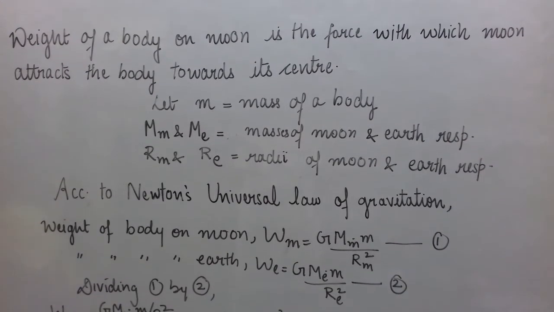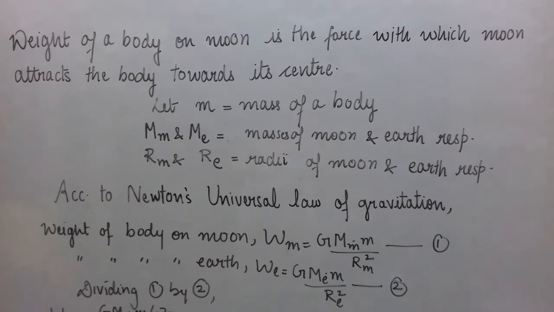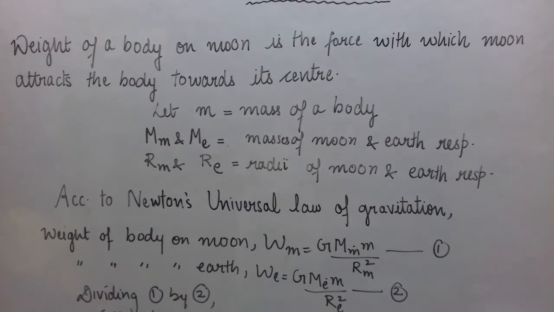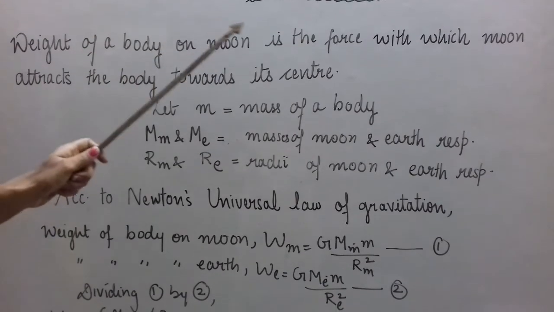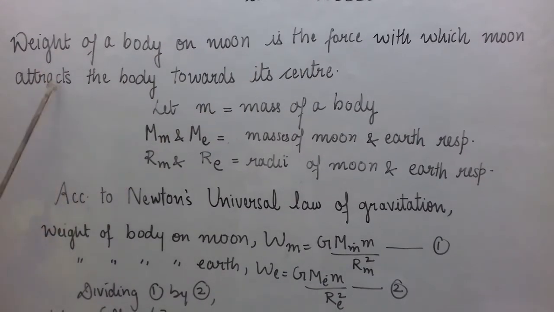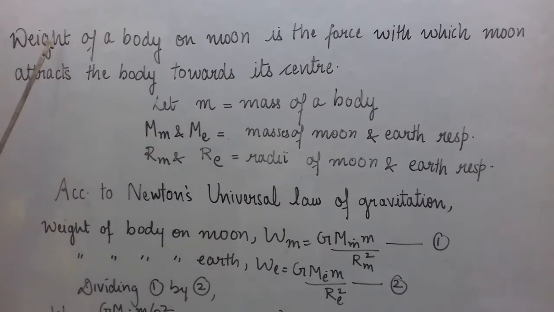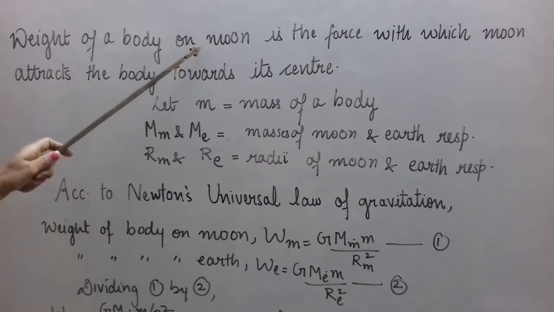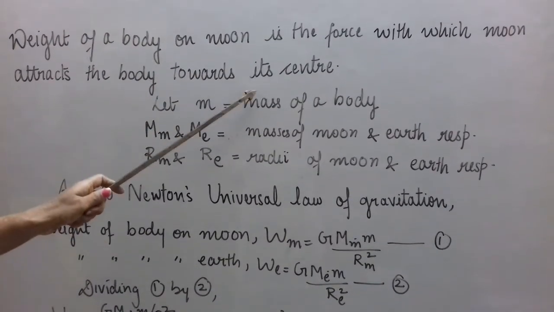So students, remember, weight of a body, we consider it always to be due to gravity of earth, but it depends. If the body is lying on moon, then we can define weight of a body on moon as the force with which the moon attracts a body towards its center. So it's not always the gravitational pull of earth. If the body is lying closer to moon, then weight of a body on moon we consider, and it is a force with which moon attracts a body towards its center.